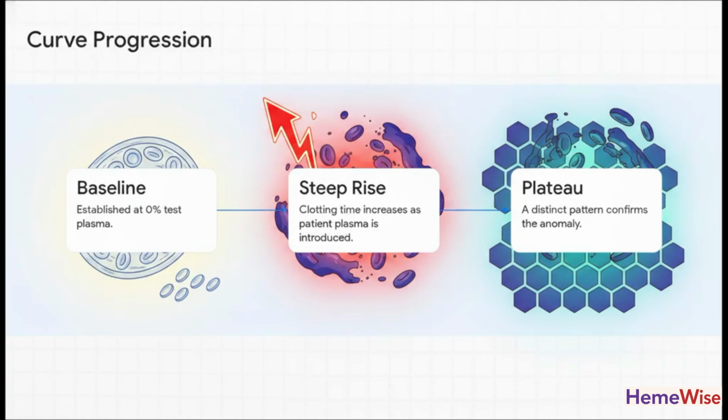Now we can actually trace the progression of the curve. Step 1 was our normal baseline, but look at step 2. As soon as we start moving right, introducing just 10 or 20% of the patient's test plasma, there's this incredibly steep, dramatic rise in the curve. The clotting time is just shooting up rapidly. Basically, a tiny bit of the patient's plasma is radically disrupting the normal clotting process. And then we hit step 3. Instead of continuing to shoot upward forever, the curve forms a very distinct plateau, settling into a highly specific pattern.